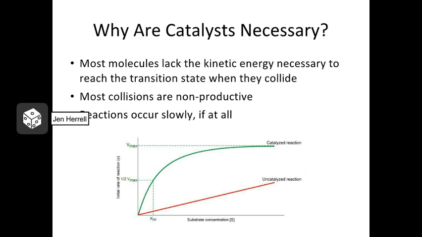This chart shows the rate of a particular reaction without the enzyme and with the enzyme. And what you can see is that especially initially, the rate of reaction with the enzyme is much, much faster, much steeper than the spontaneous reaction without the enzyme.